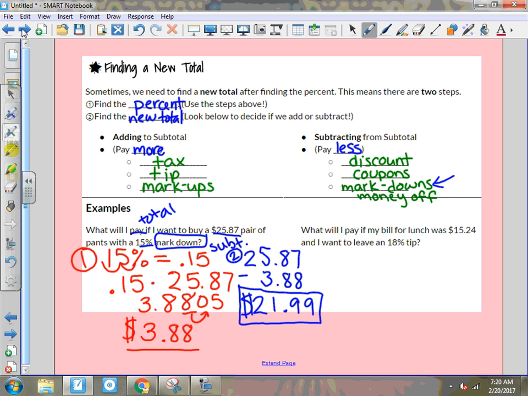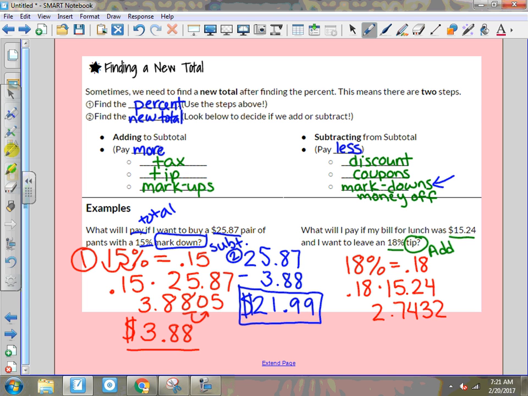Let's go ahead and look at the next example. It says, what will I pay if my bill for lunch was $15.24 and I want to leave an 18% tip? Well, I see my total before, and that I want to leave 18%. And that word tip here is going to add on to that total. So let's first figure out how much tip that actually is. Well, 18% is the same as 0.18, and then I need to take that decimal and multiply by 15.24 to get my amount that I'm tipping the waiter. And I have 2.7432. I need to round because we're talking about money. So 2.74 is how much I'm leaving for tip.